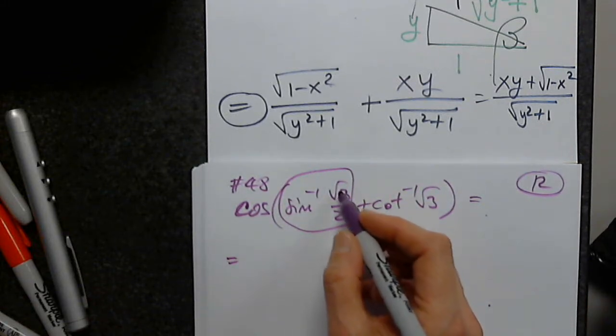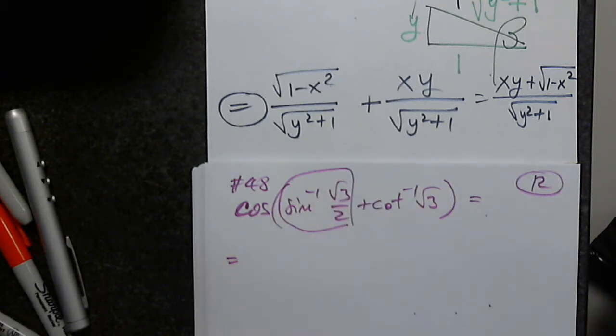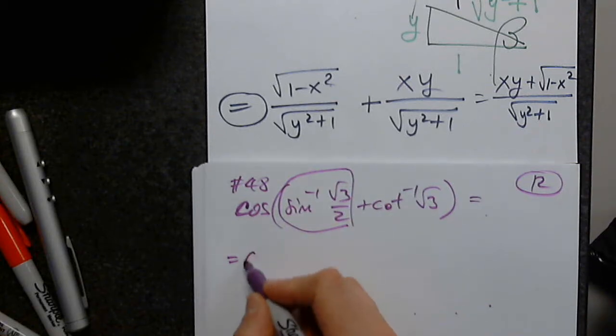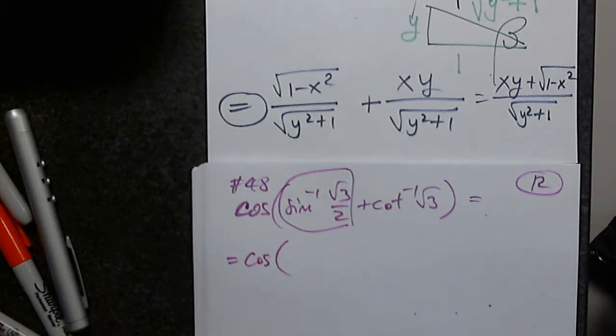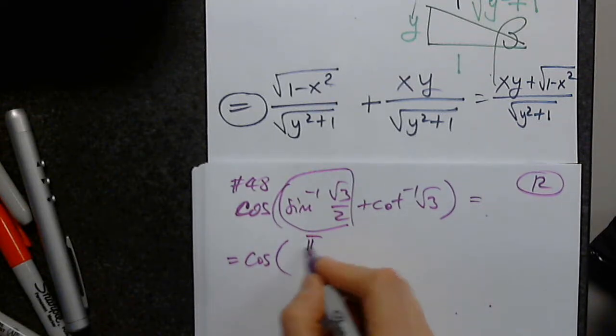Now, if this would have been 16 over 17, I would not have known what angle that is. But I know the angle whose sine is the square root of 3 over 2. Pi over 3. It's not the first angle, because sine for the very top angle, the tiny one, is 1/2. Pi over 3.